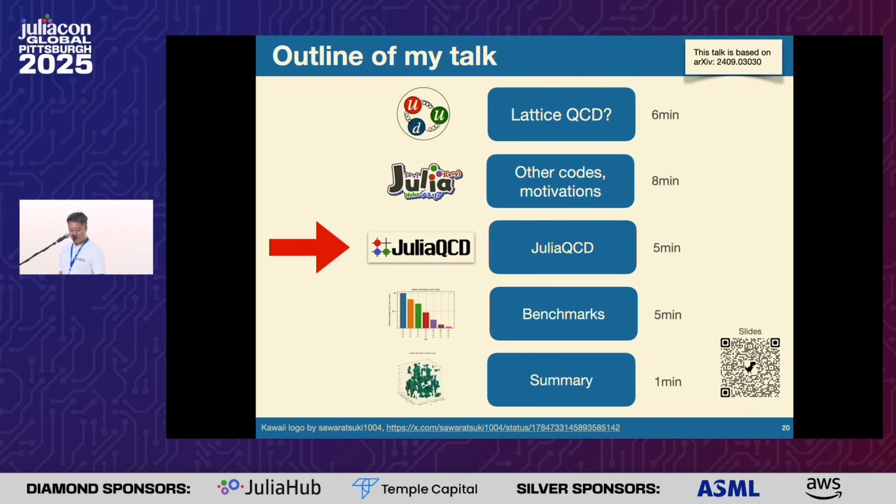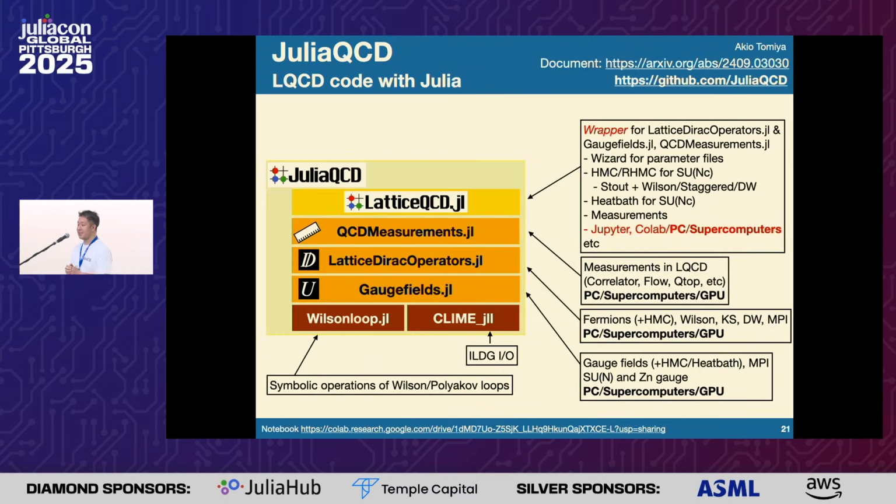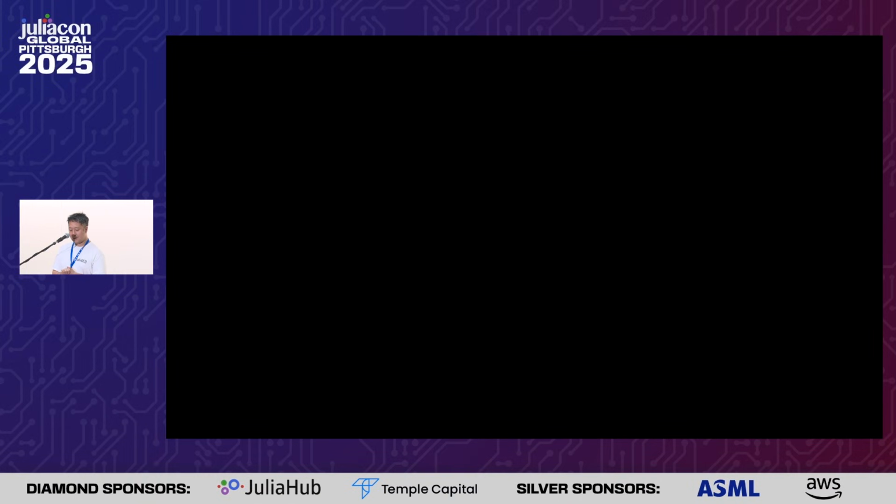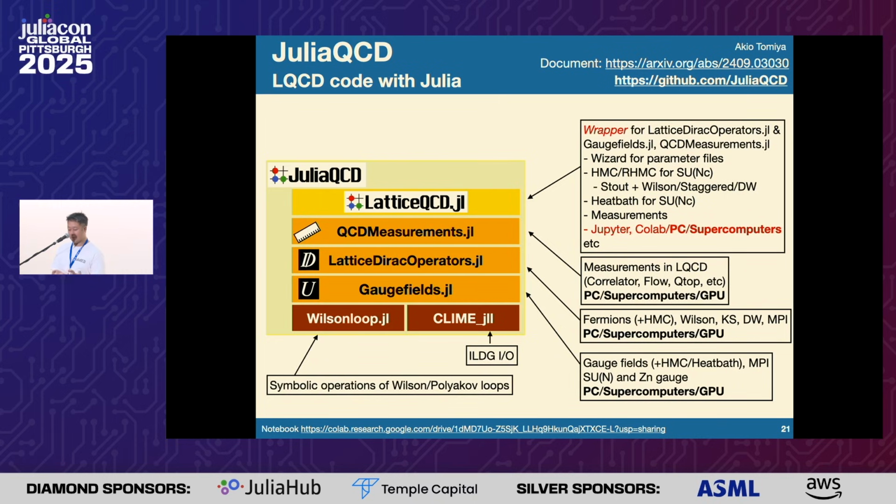Okay, next I move on to the introduction of JuliaQCD itself. JuliaQCD is the name of the project, which has a lot of sub-packages. The basic one is Gaugefields.jl, which handles SU(N) gauge fields. On top of that, we have LatticeDiracOperators.jl, which handles the Dirac operator, or D-slash, I should say. And we have QCDMeasurements that handles the measurement or calculation of physical observables. And we have LatticeQCD.jl. This is just a wrapper, but it has a good interface and also a good wizard for parameter files. So without any pain, we can start lattice QCD calculations using LatticeQCD.jl.